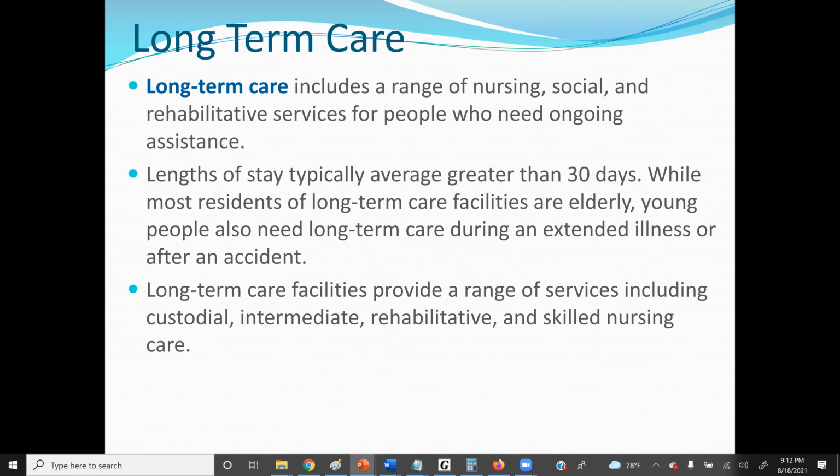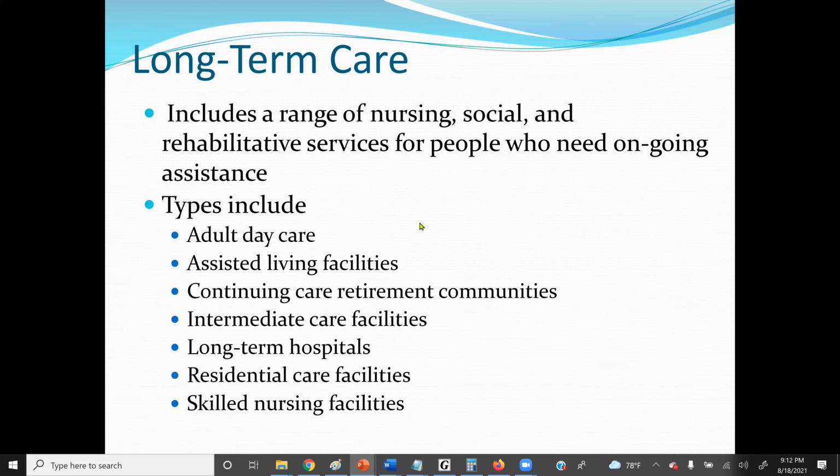Long-term care facilities provide a range of services, including custodial, intermediate, rehabilitative, and skilled nursing care. Long-term care includes a range of nursing, social, and, as we said, rehabilitative services for people who need ongoing assistance. This can be adult daycare, assisted living facilities, continuing care retirement communities, intermediate care facilities, long-term hospitals, residential care facilities, and skilled nursing facilities.